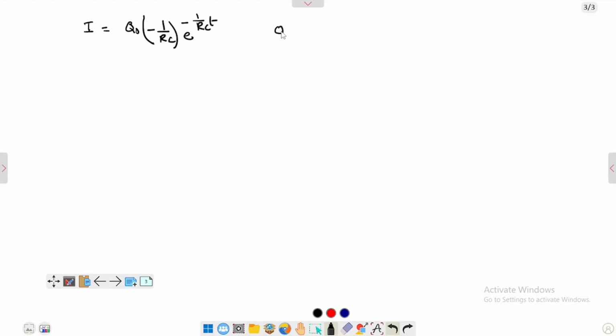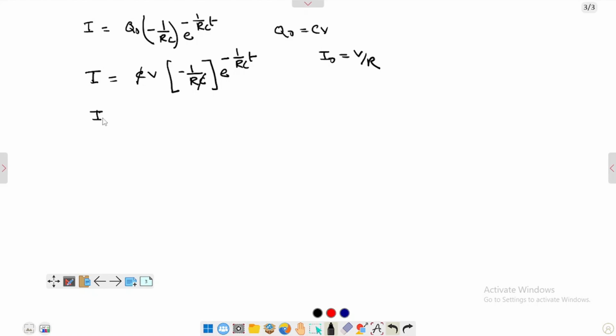So what is my Q naught? We know that Q naught is equal to CV. So I plug the value of Q naught there. I equals CV times minus 1 by RC times e to the power minus t by RC. This C cancels, and V by R is I naught, equal to V by R. So my current I as a function of t is equal to I naught e to the power minus t by RC.